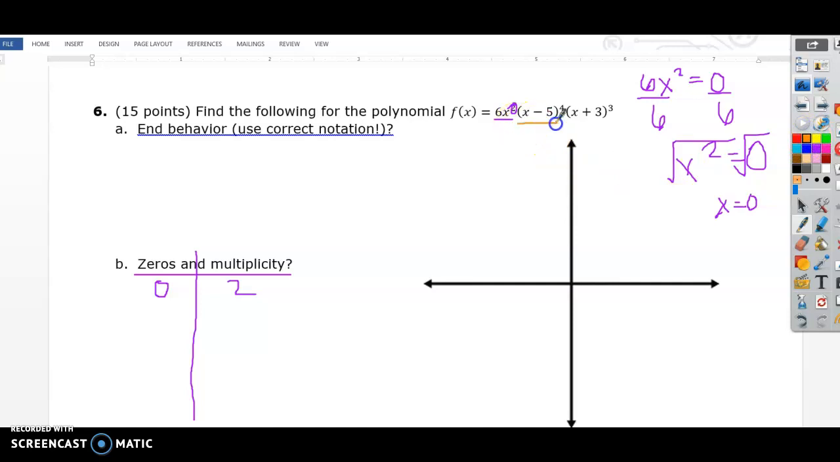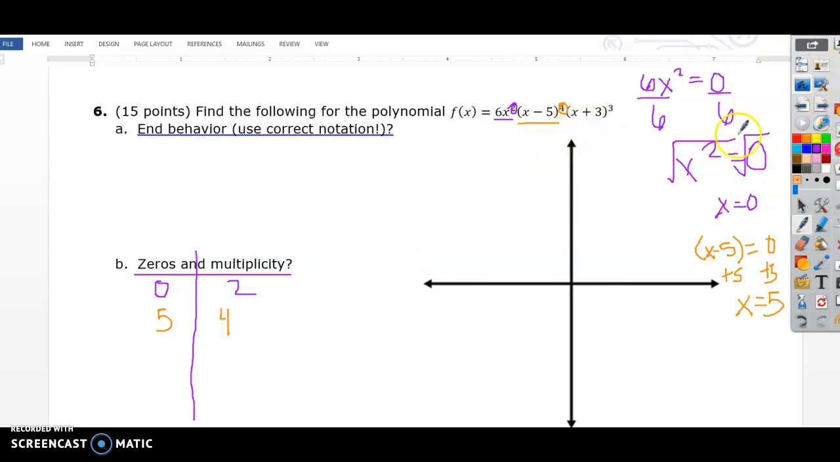Now I'm going to look at my second factor, x minus 5. So I'm going to set that equal to 0, just my factor. Add 5 to both sides. So x is 5. And my multiplicity, the exponent on that is 4, so my multiplicity is 4.